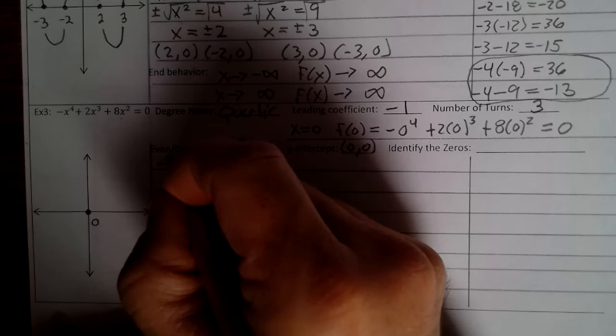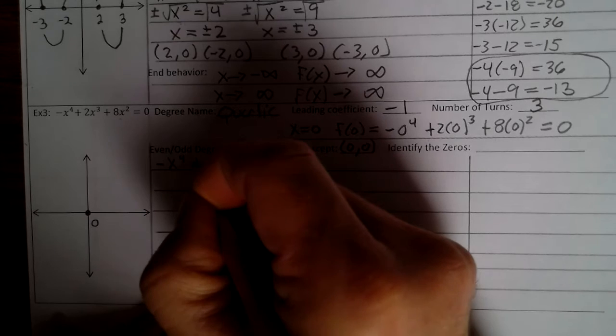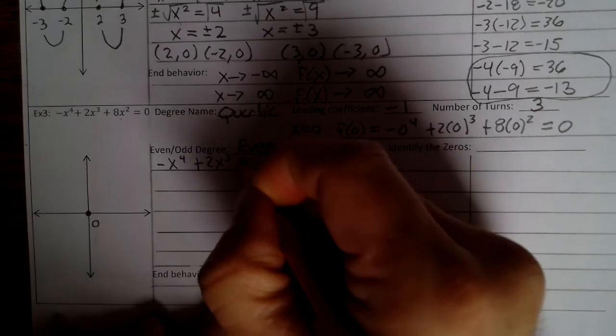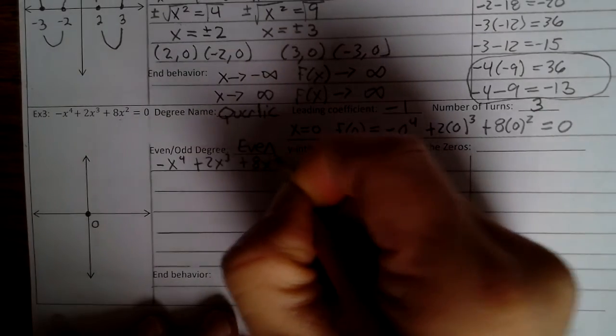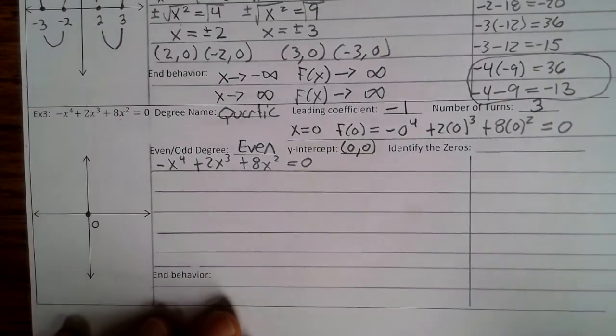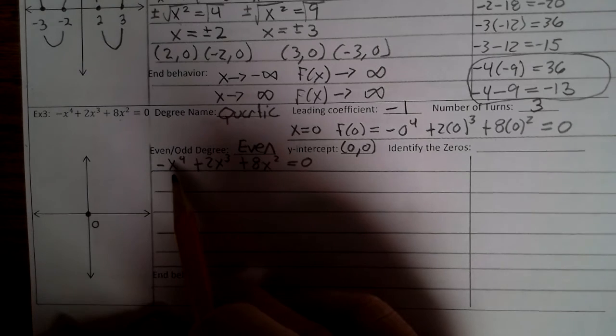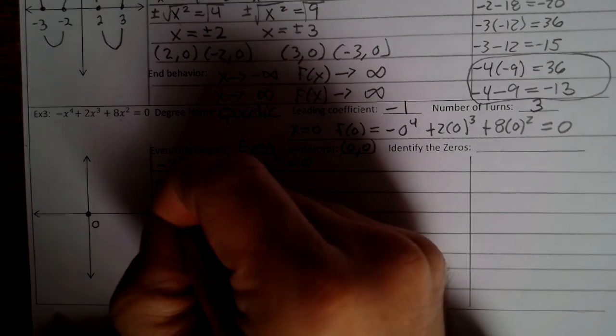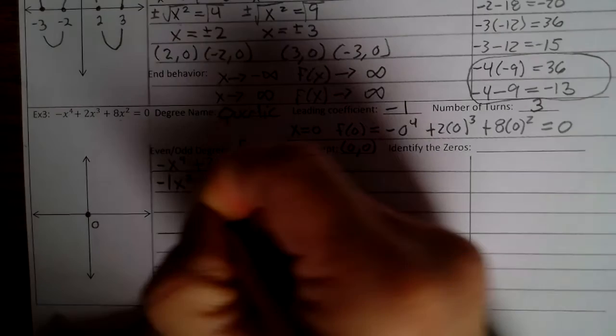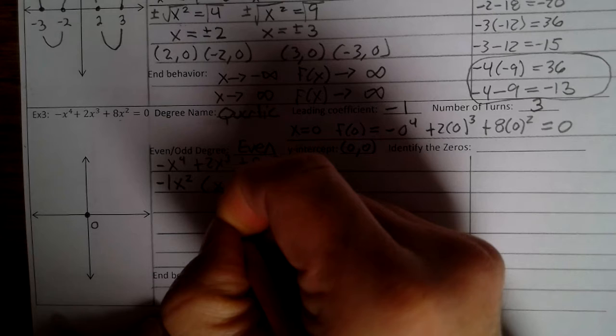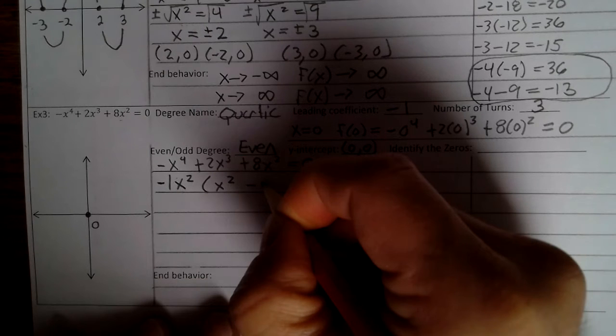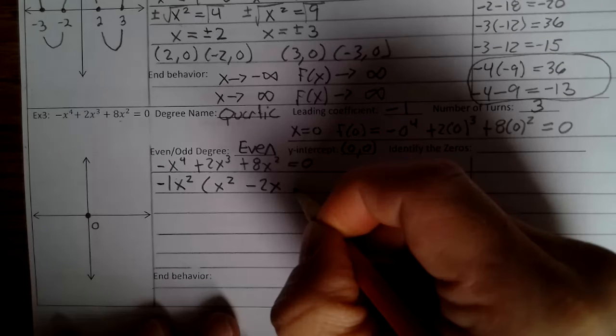So it looks like we can factor out a negative 1x squared from each term. So negative 1x squared, which leaves x squared minus 2x minus 8, and that equals 0. Okay, so now we have negative 1x squared. We know 2 parentheses equals 0. We know x and x makes x squared.